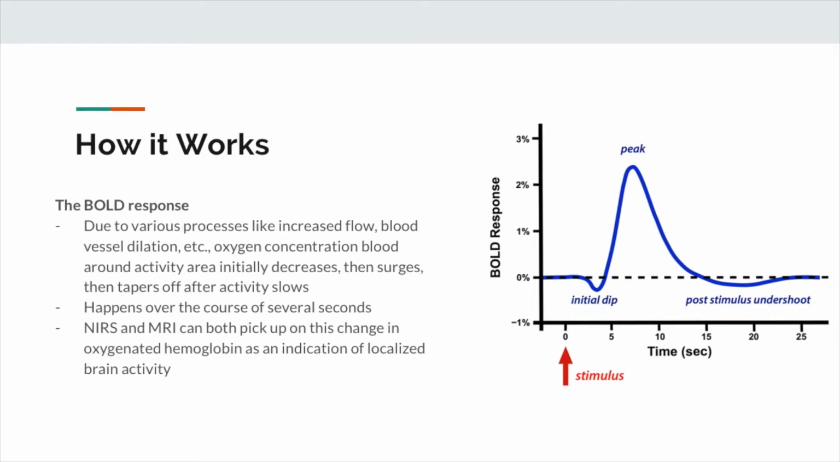Due to various processes like the increased blood flow to those areas, blood vessel dilation, etc., oxygen concentration in the blood around those activity areas initially decreases a bit and then surges up. Then, after several more seconds, it tapers off as activity slows. This happens over the course of several seconds, where the peak of that BOLD response is probably 5 to 8 seconds after the initial activity started firing in the neurons. Both NIRS and MRI can pick up on this signal change in oxygenated hemoglobin as an indication of localized brain activity.